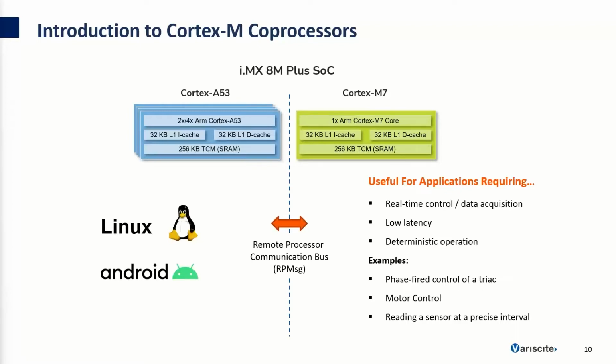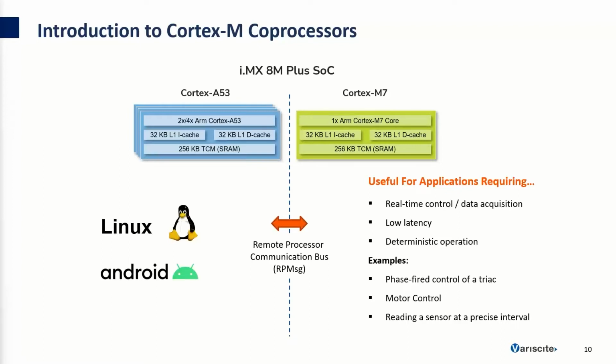Generally speaking, the A53 cores, which are shown on the left, are used to run an operating system like Android or Linux. The Cortex-M7, shown on the right, is useful for applications that require real-time control or data acquisition, low latency, or deterministic operation. An example might be phase-fired control of a triac, or some motor control algorithm, or maybe reading a sensor at a very precise interval. A very common use case is to run a touchscreen display using Linux on the A53, and then run a real-time application on the M7 that does the actual system control logic.